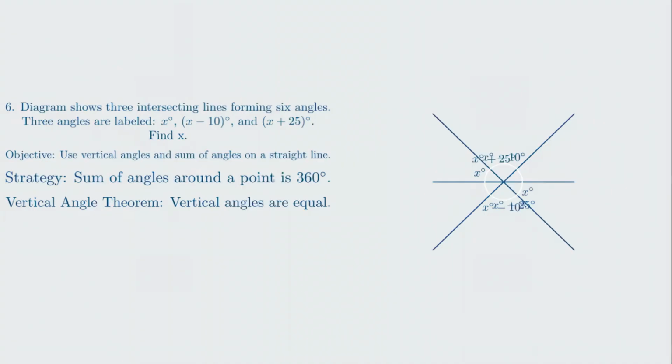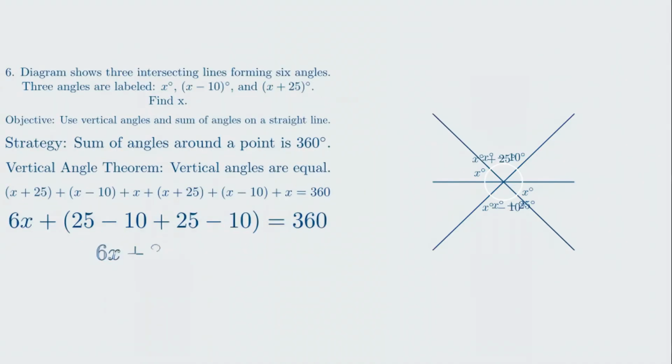Now we can sum all 6 angles and set the total equal to 360 degrees. The sum is x plus 25 plus x minus 10 plus x plus their vertical angles, x plus 25 plus x minus 10 plus x. This equals 360. Let's collect the like terms. There are 6 x terms, which combine to 6x. The constants are 25, minus 10, 25, and minus 10. This gives us a total of plus 30, so the equation is 6x plus 30 equals 360. Now we solve for x.